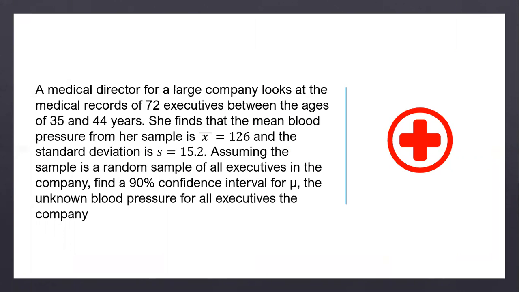A medical director for a large company looks at the medical records for 72 executives between 35 and 44. She finds that the mean blood pressure for her sample, from the 72 she looked at, so this is a statistic, is 126. And again, the standard deviation from her sample is 15.2. So assuming the sample is a random sample of all executives in the company, let's find a 90% confidence interval for mu, that is the unknown blood pressure average for all the executives.